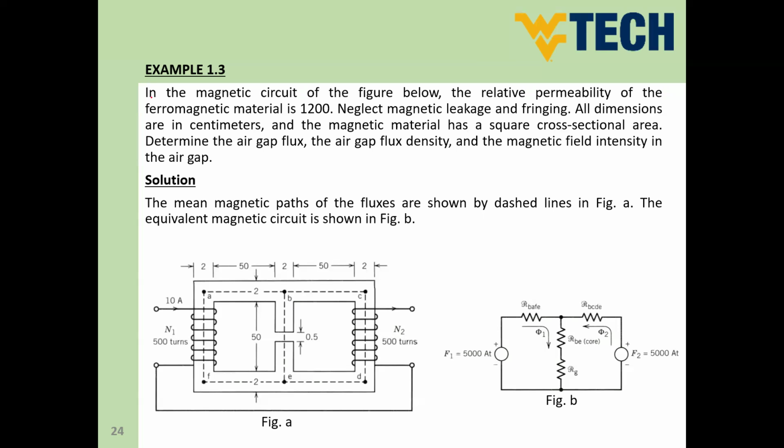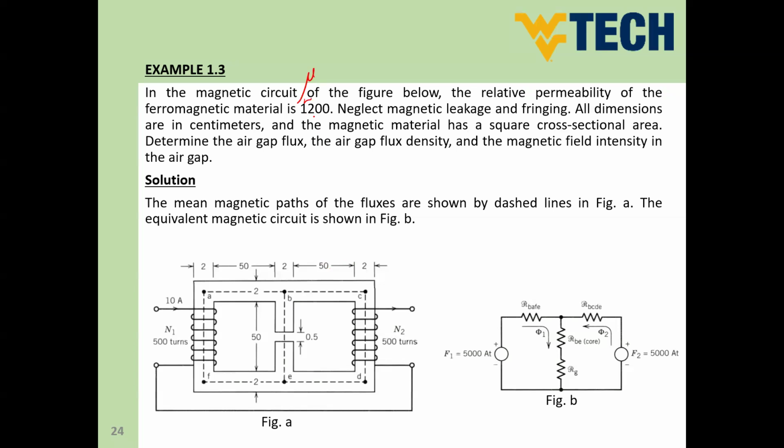So in this example here, guys, in the magnetic circuit of the figure below, the relative permeability of the ferromagnetic material is 1200. So this is mu R of our magnetic material used in this magnetic circuit. So most probably if the mu R is given, guys, the BH curve will not be given. So if the relative permeability is given in an example, you may not need the BH curve, since we assume that the permeability is fixed number.